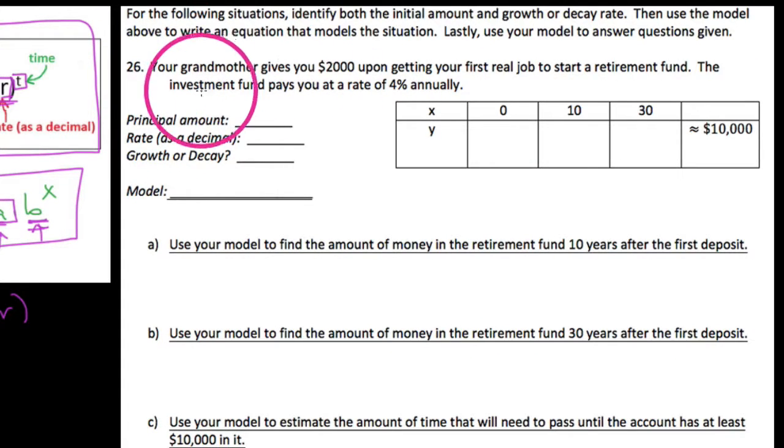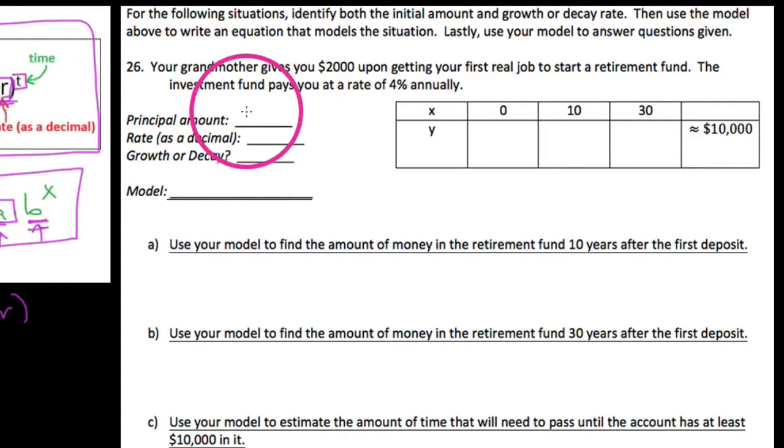So it says for the following situations, let's identify both the initial amount and growth or decay rate. Then we're going to use the model to write an equation that models the situation. Lastly, we're going to use our model to answer some questions. So for 26 here, grandma gives you $2,000 upon getting your first real job to start a retirement fund, and the investment fund pays you at a rate of 4% annually.